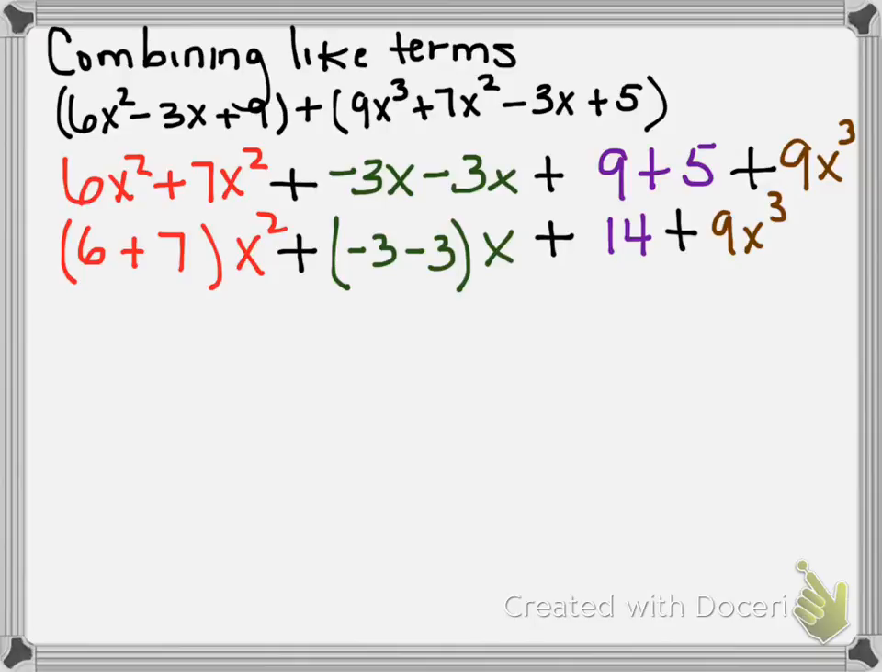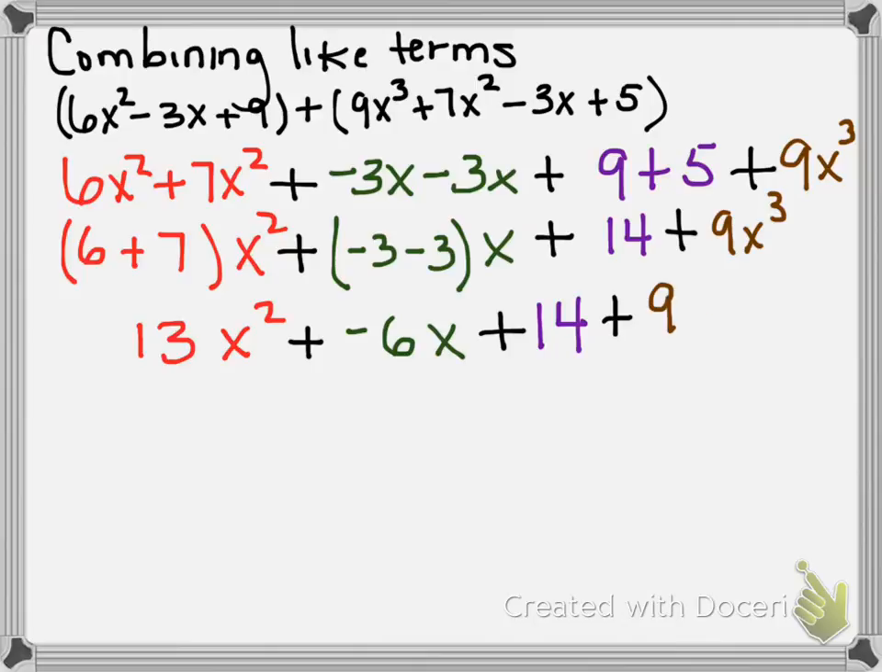Now we can go ahead, add the numbers that are inside the parentheses, and keep the letter. And what we have here, 6 plus 7, 13. We keep the x squared as it is. And now we have negative 3 minus 3. That's negative 6. We keep the letter as it is, negative 6x. And we bring 14 down. And of course, we bring down 9x cubed. That doesn't have anything else like it.